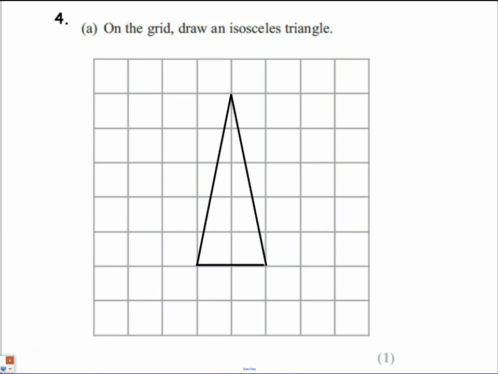Then, using the correct annotation in maths to show that lines are the same length, put a little notch in the 2 lines that are the same length. And there we've drawn an isosceles triangle.